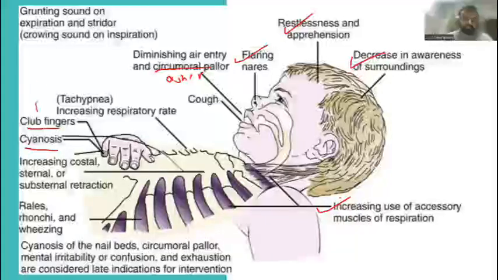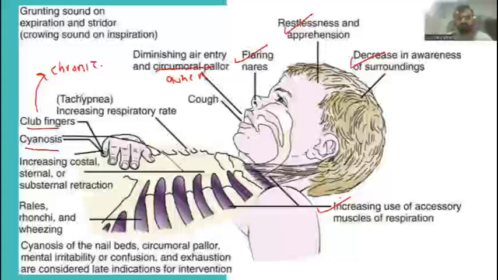Clubbed fingers is usually seen in chronic abnormalities like bronchiectasis and cyanotic CHD. So clubbing of fingers is usually seen in chronic abnormalities. It is not seen in acute diseases. Cyanosis, rales, rhonchi, wheezing, and intercostal, costal, sternal, and substernal retractions are seen depending upon the location of the retraction.